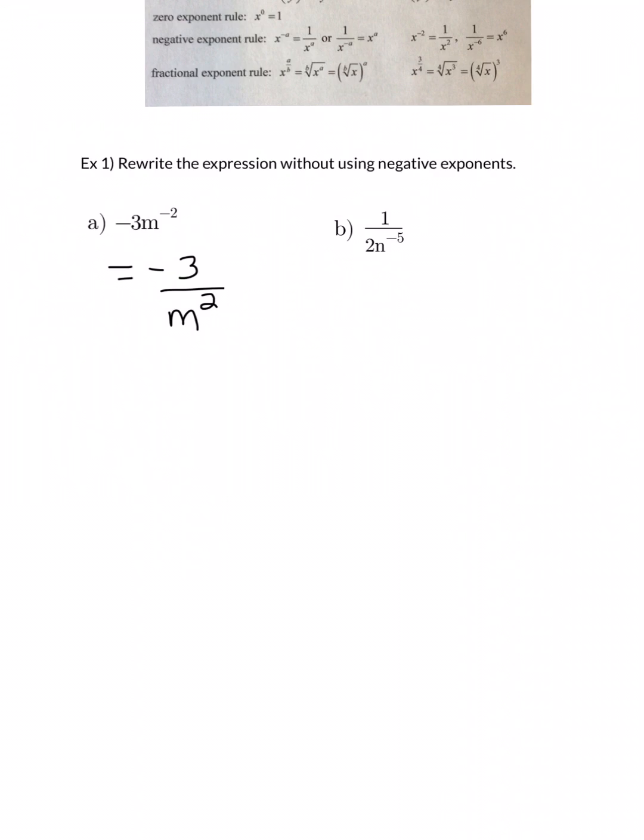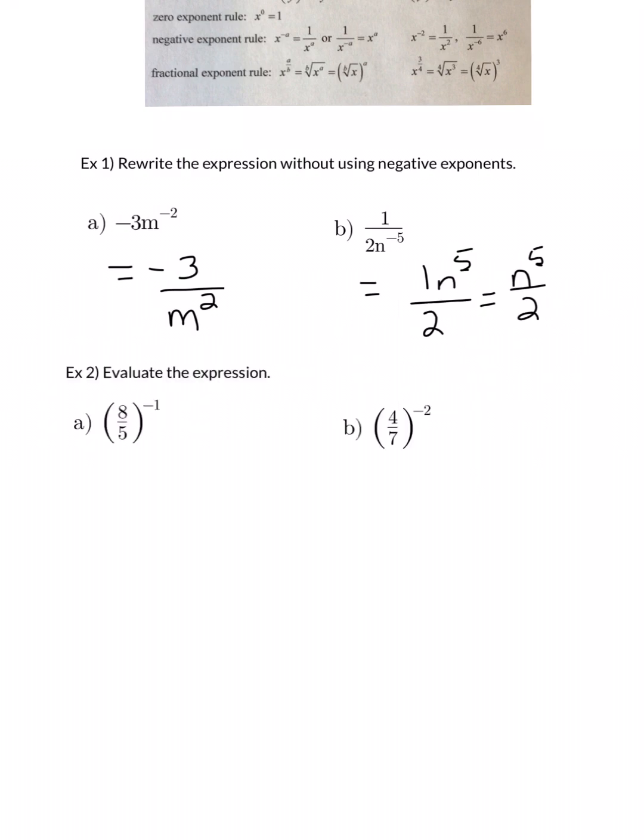On B, we have 1 over 2n to the negative 5. We're going to leave the 1 where it is. The negative exponent is on the n, so the 2 will stay in the bottom, and the n will move to the opposite position in the fraction. Because it was in the bottom, it goes to the top. And when it does that, it changes the sign of the power. So it becomes 1n to the 5th over 2. The 1 is not necessary, so you could just write n to the 5th over 2.